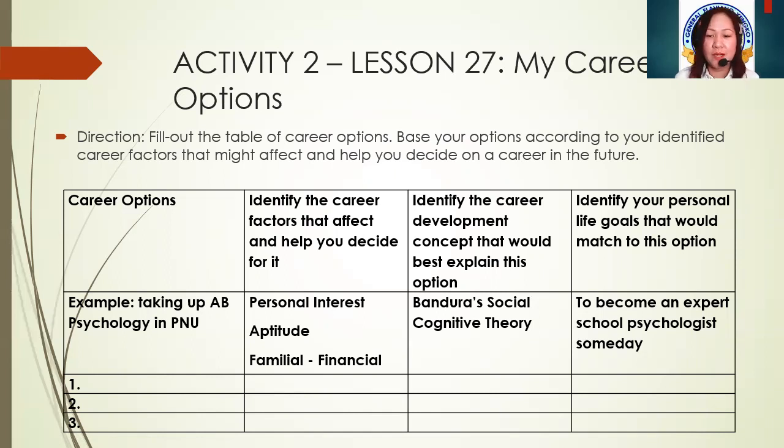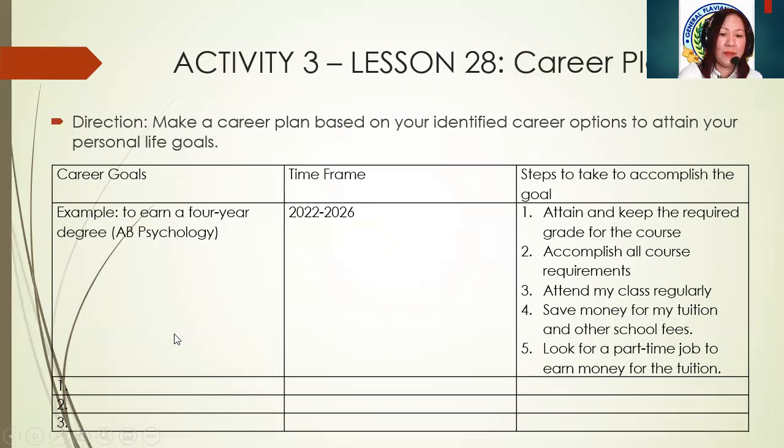And identify your personal life goals that would match to your option. Of course, ano ba yung personal life goals ko? To become an expert school psychologist someday, which nagagampanan ko naman as of today. So that's activity number 2. So tatlo po ang kailangan na career options. Next. For the last, activity number 3, lesson 28, these are the career planning na. So make a career plan based on your identified career options to attain your personal life goals. So tatlo din po ang kailangan na career goals.